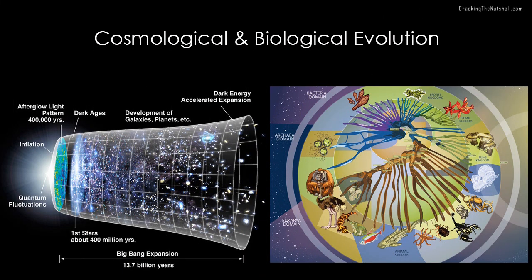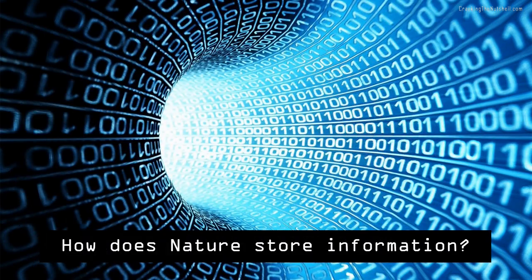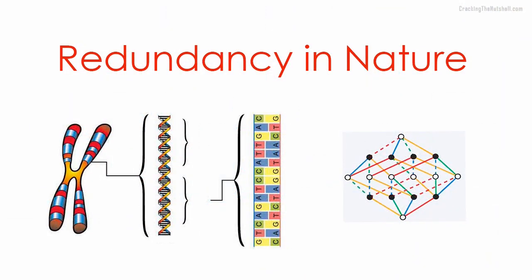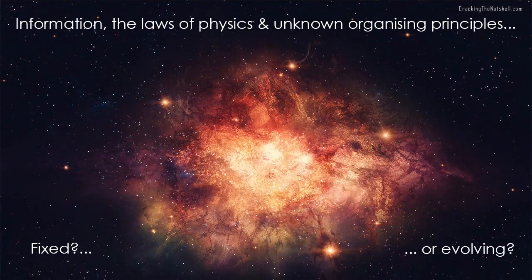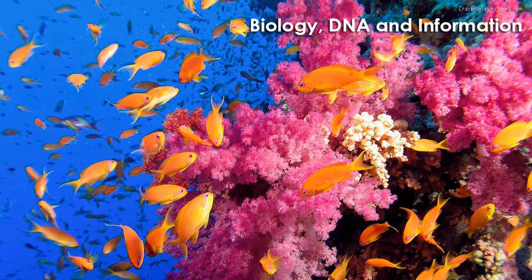Little side journey. Cosmological and biological evolution, the universe as a self-organized system. How does nature store information? Nature's use of redundancy and error-correcting codes. Information, the laws of physics and the known organizing principles, fixed or evolving. Biology, DNA and information.